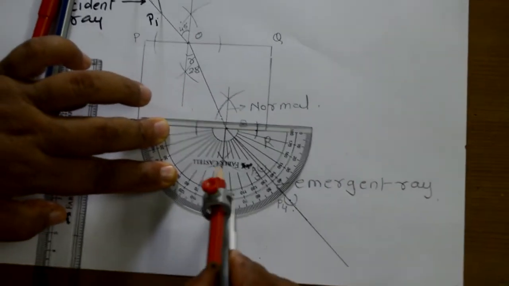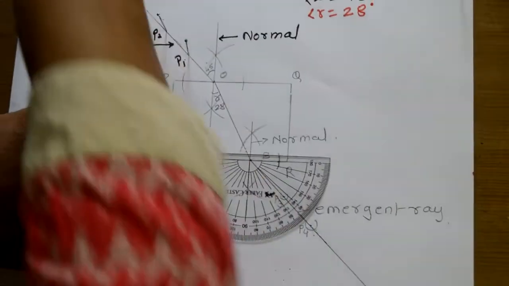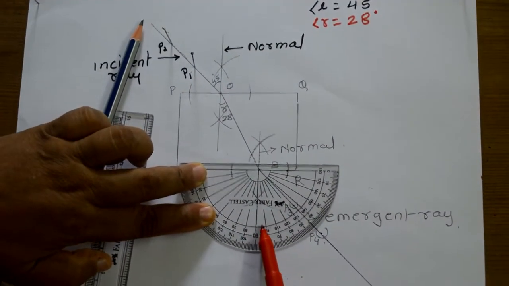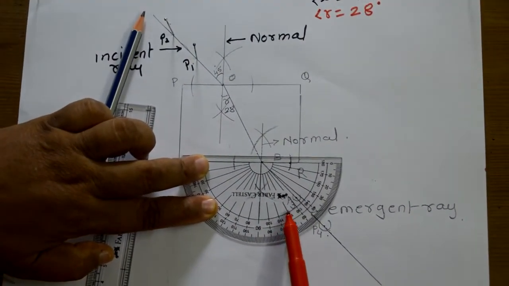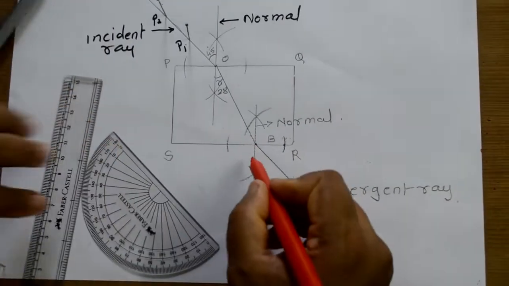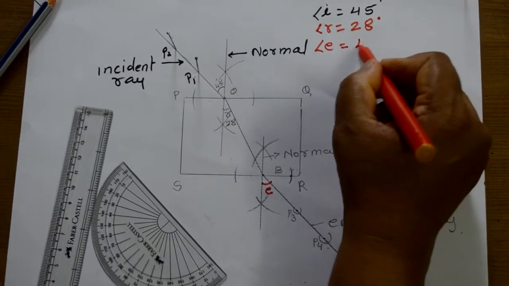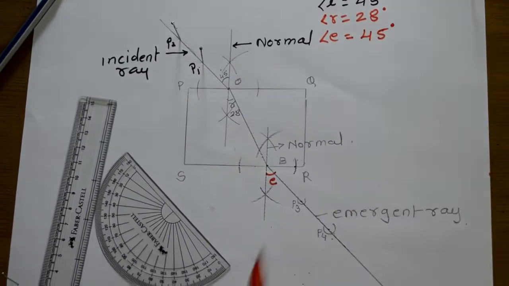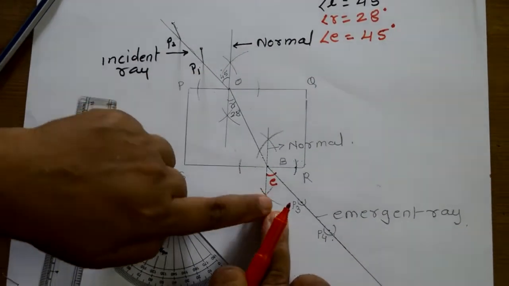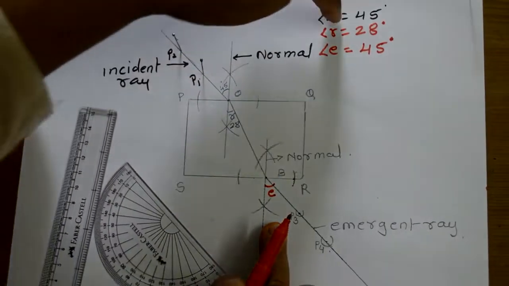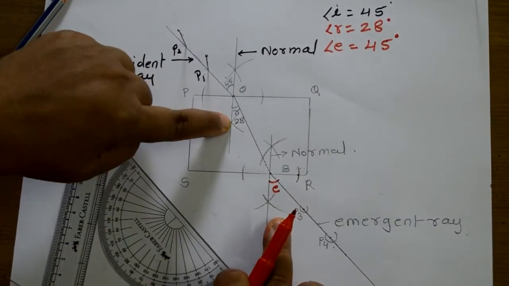See children, 10, 20, 30, 40 and 45 degree. Angle of emergence is equal to 45 degree. So angle of incidence is equal to angle of emergence, and angle of refraction we got 28 degree.